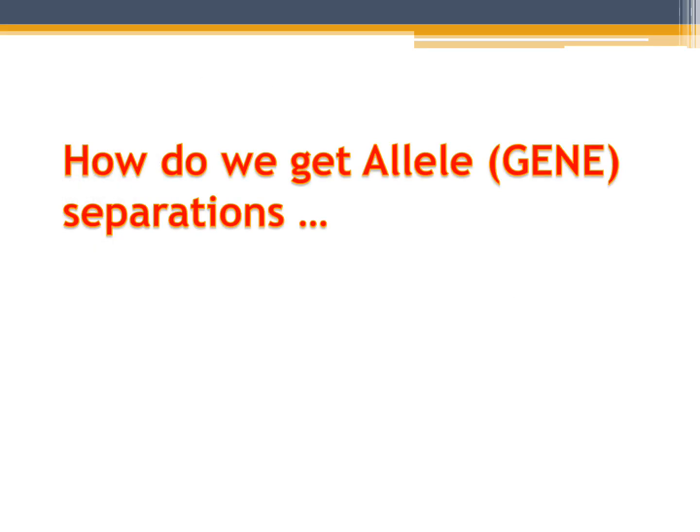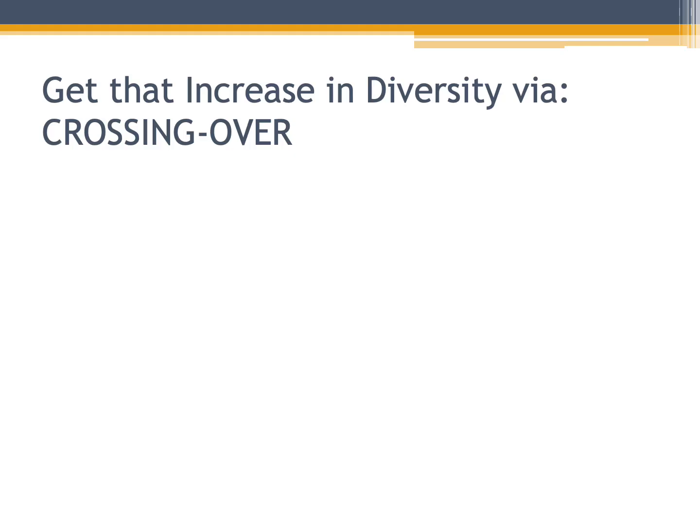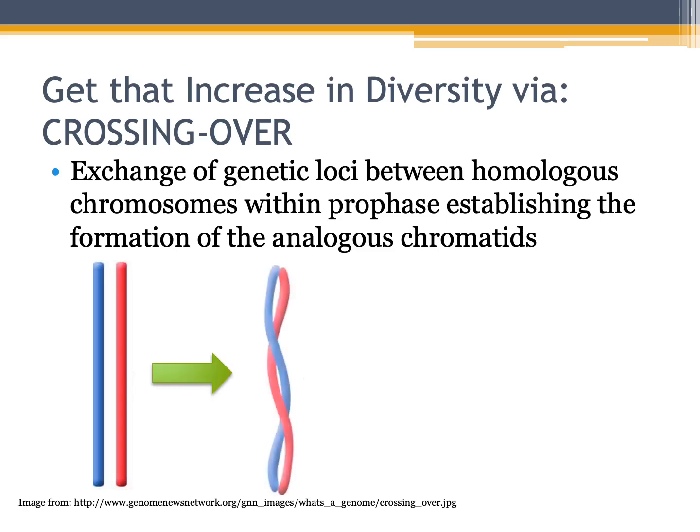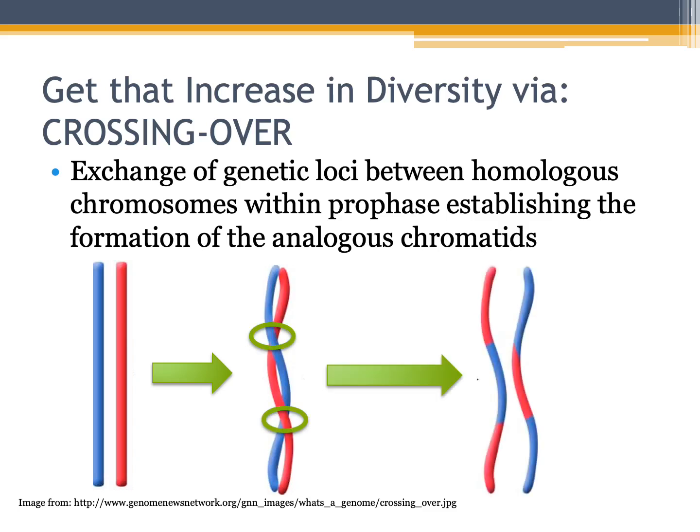So how do we go about getting that separation, the ability to get the A's separated from the B's and the A's separated from each other? It starts with the increase of genetic diversity in the process of crossing over. Crossing over is the ability to exchange genetic loci, the genes, between homologous chromosomes, establishing what are referred to as analogous chromatids within the meiotic process. And so what's happening is that we have junction points, and those junction points lead to the production of the analogous chromatids following prophase 1 within the meiotic process.